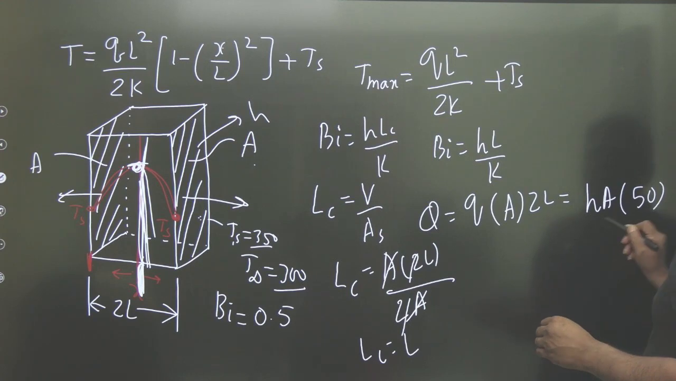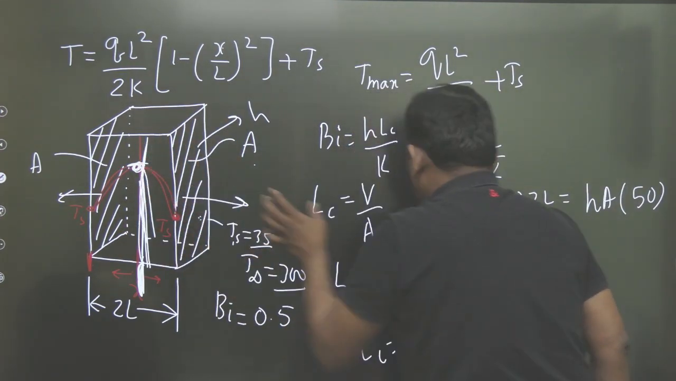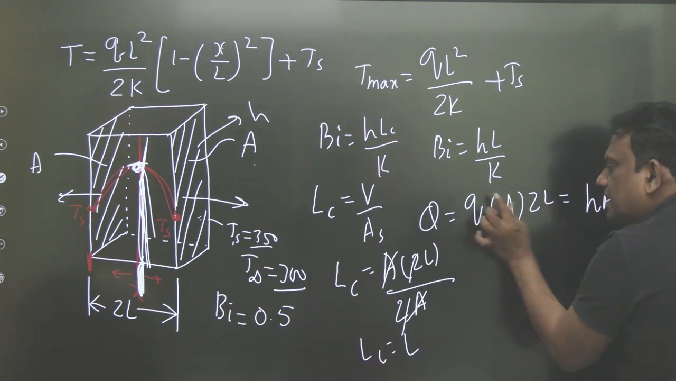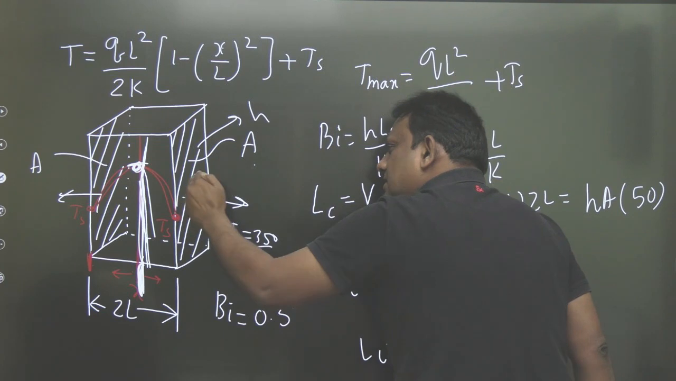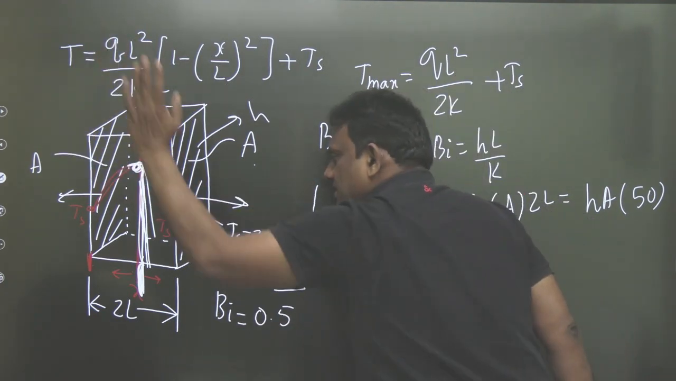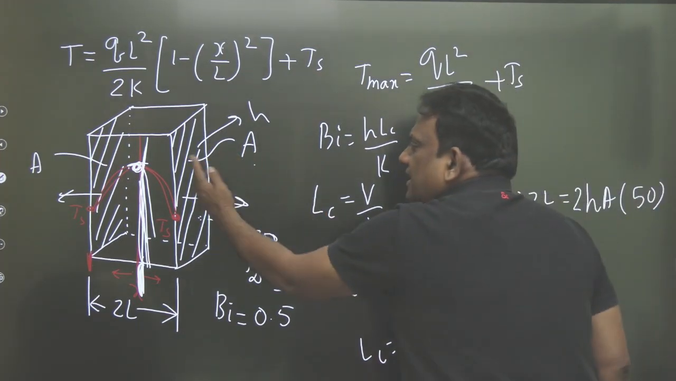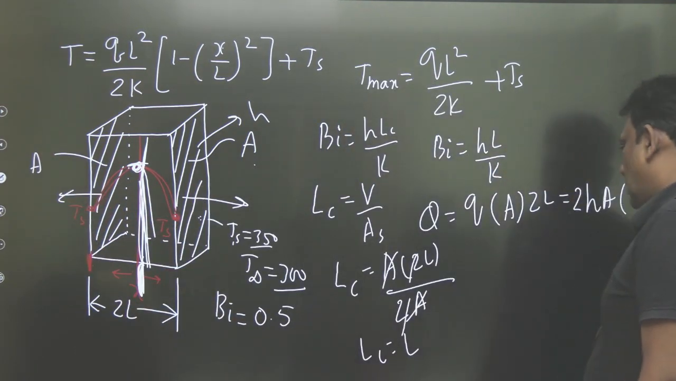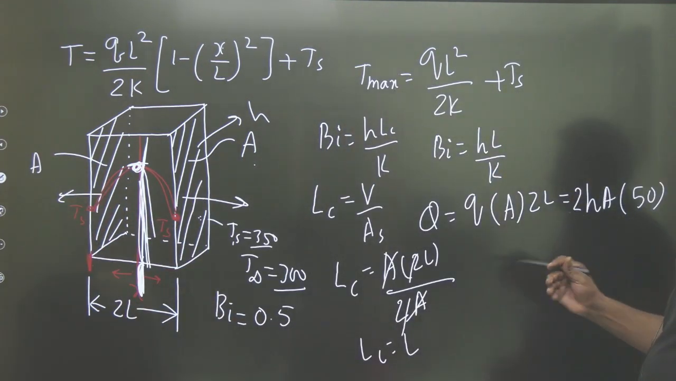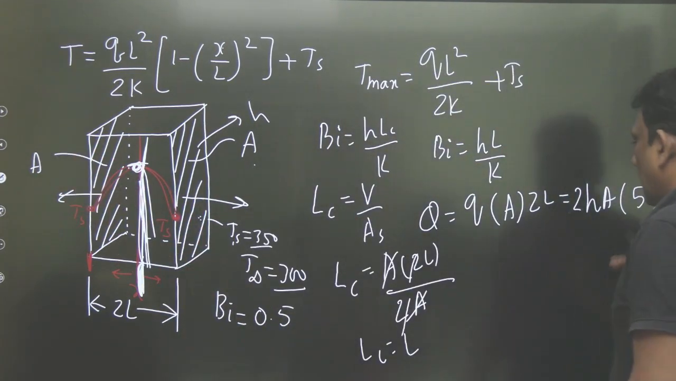But unfortunately, I cannot equate this. Why? Because the total heat generated is this one: heat generation into volume. As it is the total heat generation, half is going this side, half is going that side. So the remaining half, therefore, I'll multiply by 2. That's why I have multiplied with 2, because hA delta T this side, hA delta T that side. So therefore, total is done.